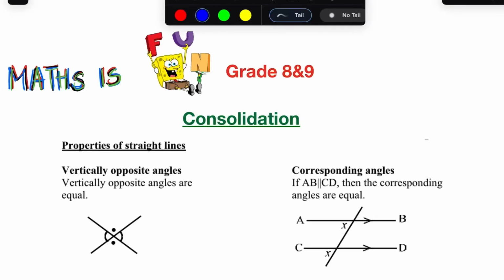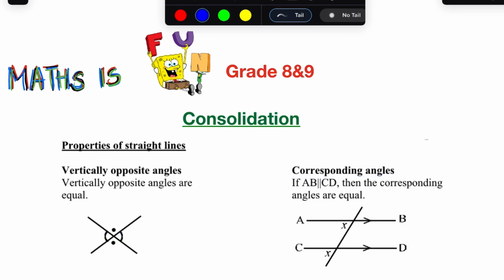We're going to look at the properties of straight lines, which is the consolidation. I'm summing up the geometry of straight lines. Now we're going to look at vertical opposite angles. When you have two lines crossing each other, the opposite angles we call vertical opposite angles. They are equal. This angle and this angle are equal.